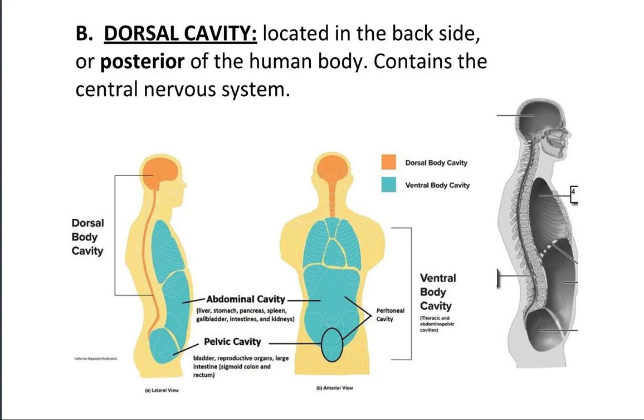Okay, so let's go over our two cavities, the dorsal cavity and the ventral cavity. So first we're going to go over the dorsal cavity. So the dorsal cavity is the big cavity that's located on the back side, or posterior, of the human body. So if you have a side view of a person, the dorsal cavity is right here. It's the orange stuff. From a front view, so this is an anterior view of a person facing forward in this image, the dorsal body cavity you kind of see in the head and the neck, and then it sits behind the ventral cavity, which is why you only see the dorsal cavity.